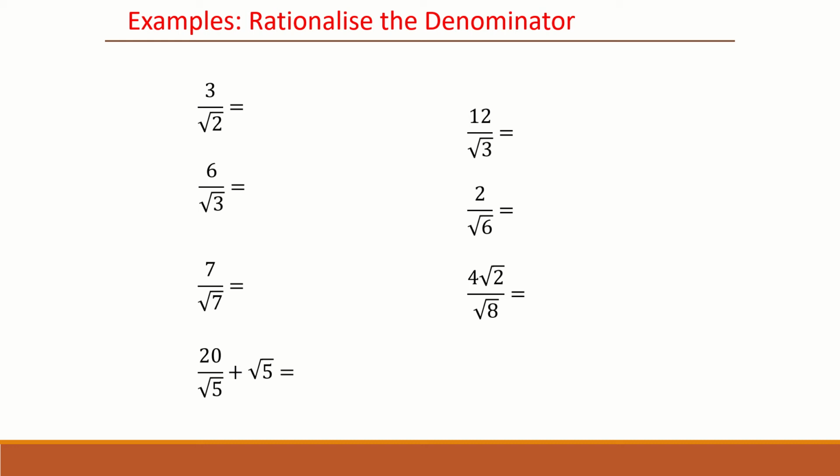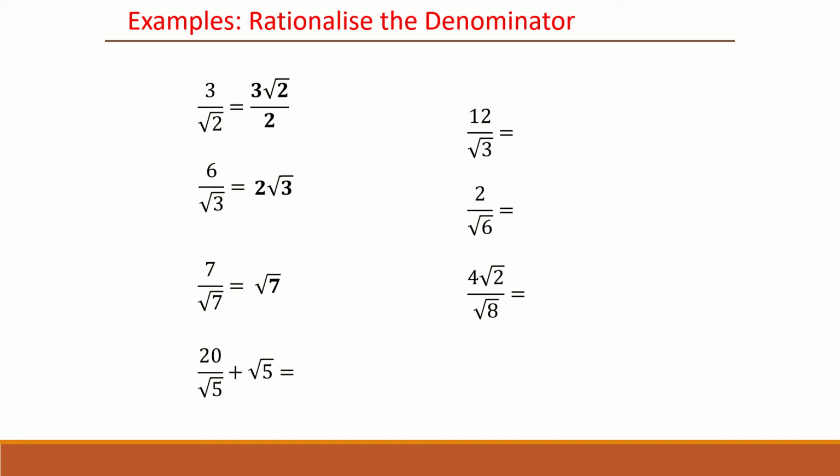So, for the first question, you should have multiplied the numerator and denominator by root 2, in which case you should have got 3 root 2 over 2. The second question, if you're going down, you should have multiplied the top and bottom by root 3, which should get 6 root 3 over 3. You can simplify this fraction by removing the 3 and getting 2 root 3. For the third question, you should multiply the top and bottom by root 7, which should get 7 root 7 over 7, and you can simplify it to get root 7.